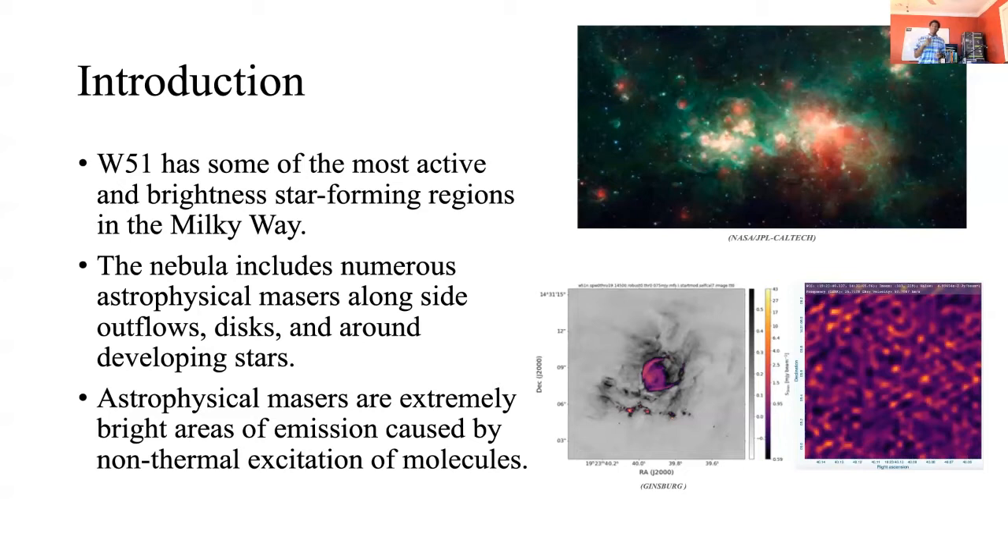So in the top image, that's a Spitzer image of W51, and it just gives an overview of how W51 looks. On the bottom left, that's W51 North. It's an ALMA image, from the telescope ALMA, at 3 millimeters in frequency, and it displays the continuum emission of W51 North, produced by dust emission and free-free emission.